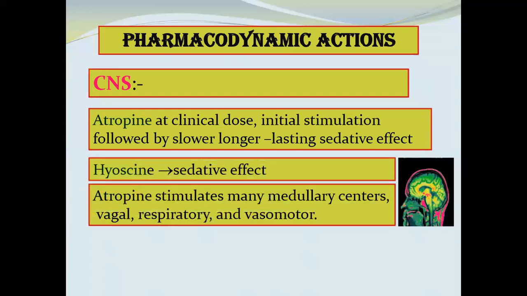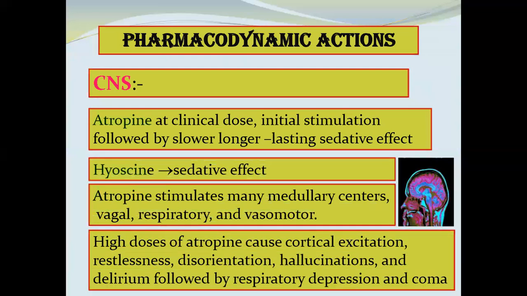Atropine stimulates many medullary centers, the vagal, respiratory, and vasomotor centers. High doses of atropine can cause cortical excitation, restlessness, disorientation, hallucinations, and delirium, followed by respiratory depression and also coma. So you have to be very careful when you are using this drug.